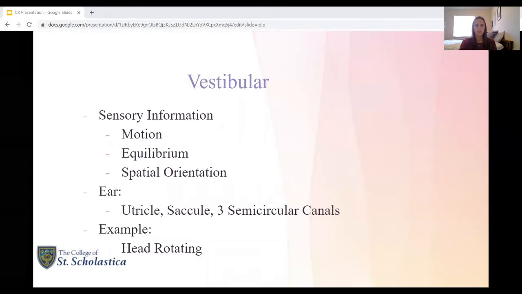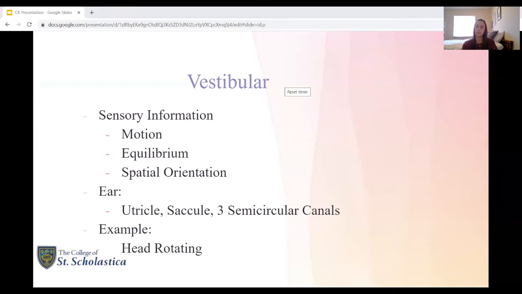The sensory information is provided by the vestibular system, which is located in the ear. These consist of motion, equilibrium, or spatial orientation. There are three components to the ear: the utricle, the saccule, and three semicircular canals. The utricle and the saccule detect gravity and linear movement, while the semicircular canals detect rotational movement.